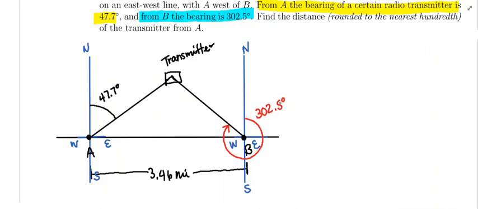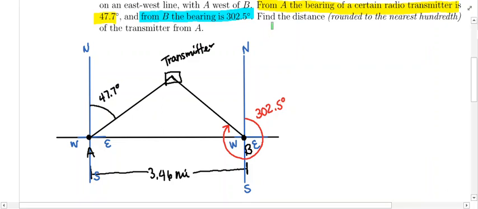We have gathered all of the information in the problem and translated it into an illustration, and that's what we're going to work from. Moving forward, what do we need to find? Well, the last statement says find the distance of the transmitter from A.